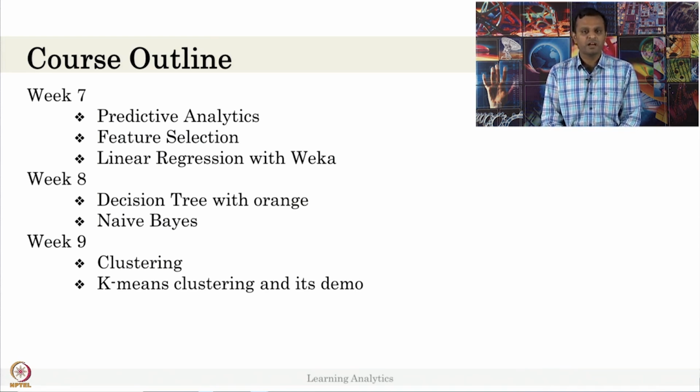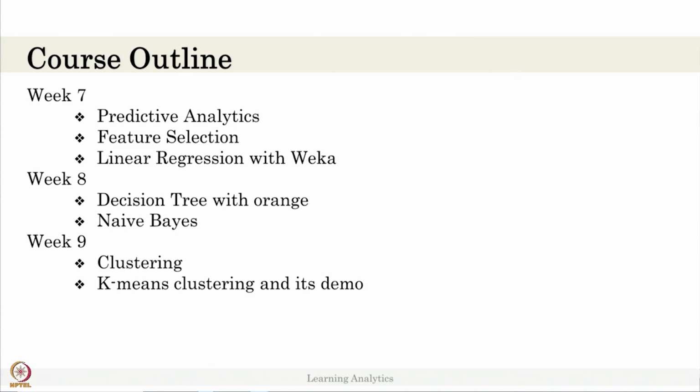In week 8 we will describe what is a decision tree with Orange, and we will talk about naive Bayes. As I mentioned, although this is not an ML course, we will touch on all these algorithms, which are very basic. We will explain the concepts, how they work, then we will also show how to use tools to execute these algorithms. In week 9 we will go for unsupervised machine learning, that is clustering, and we will show what clustering is with a demo.